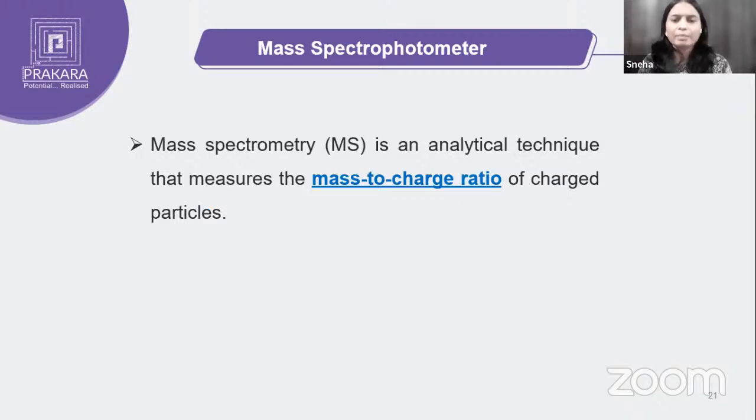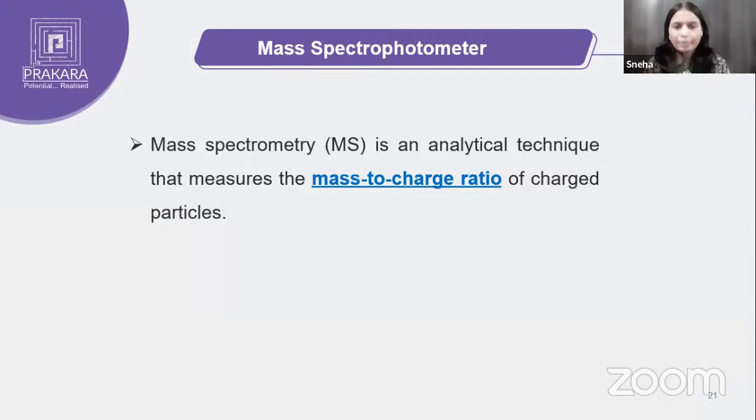Then the mass spectrophotometer we can also use. Here the mass to charge ratio mostly will be considered. What do we do in the mass spectrophotometer? Mostly the molecular mass of the compound will be measured. Whatever compound is there, we break it into small pieces. Based on their mass to charge ratio, each and every particle of that compound will get attracted or separated. Based on that, we will get the result.